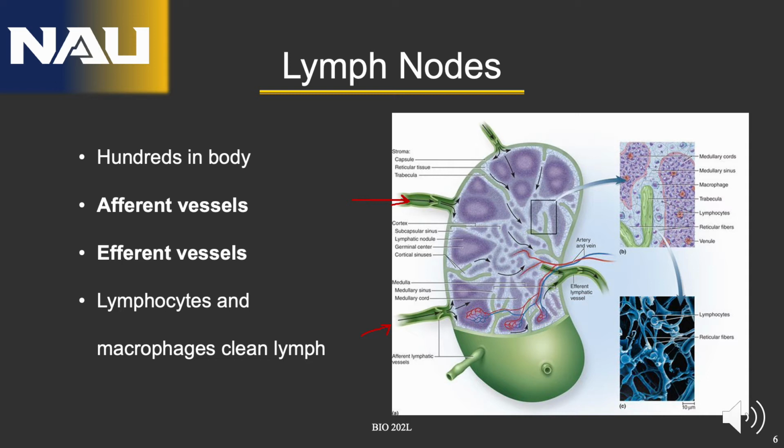Once the lymph is filtered, it exits the lymph node through the efferent vessels, continuing its journey through the lymphatic system. This filtration process not only helps maintain fluid balance, but also enhances the body's immune defense by ensuring that harmful substances are effectively neutralized before the lymph rejoins the circulatory system.